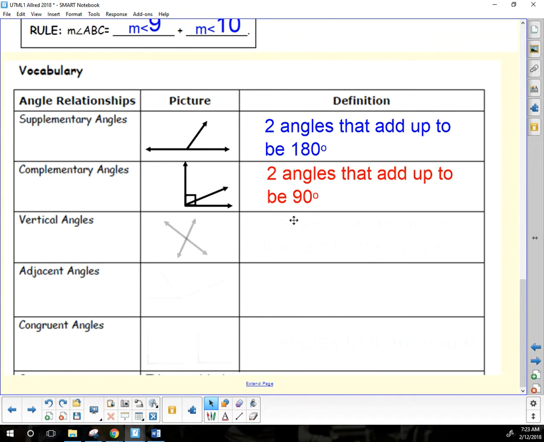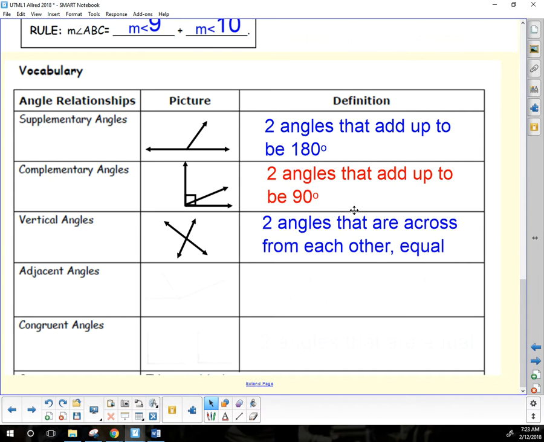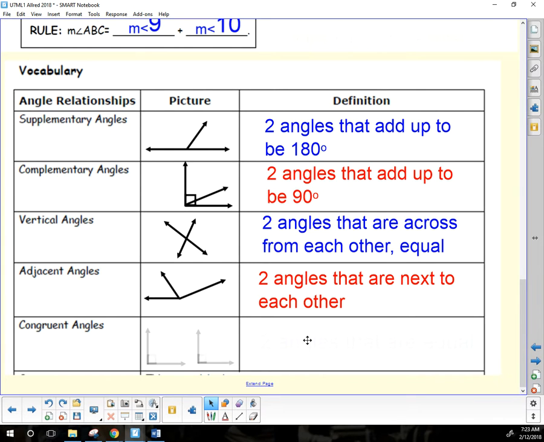Vertical angles are two angles that are across from each other, across the vertex from each other, and they are equal. And adjacent angles are just two angles that are next to each other. Whenever I use the word congruent, I mean equal, two angles that are equal. So now we've taken all that information and put it in that chart, okay?